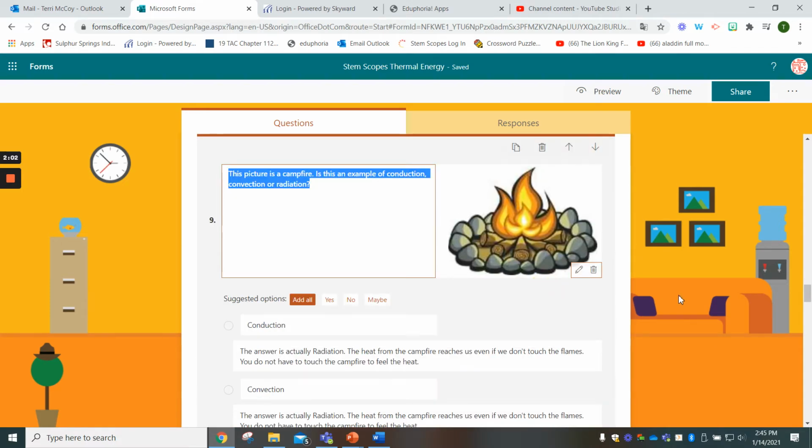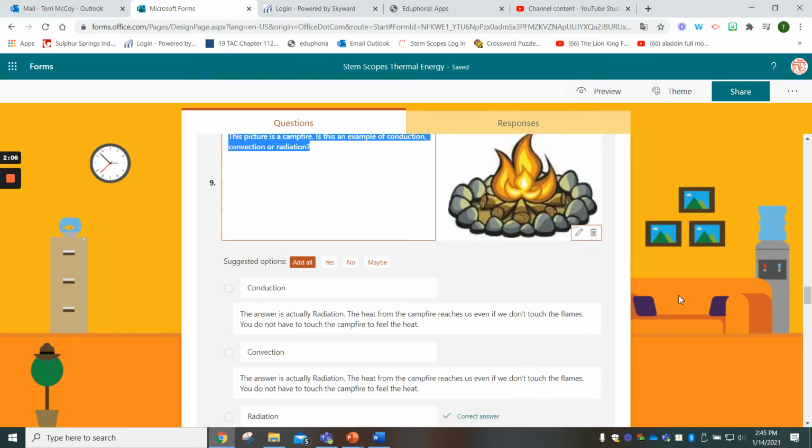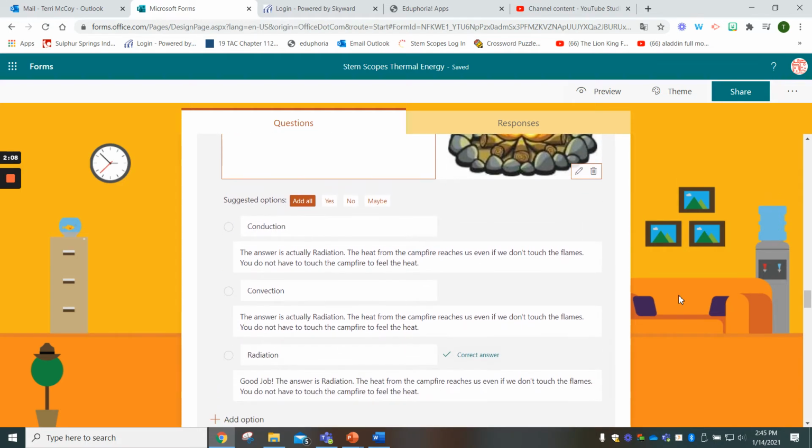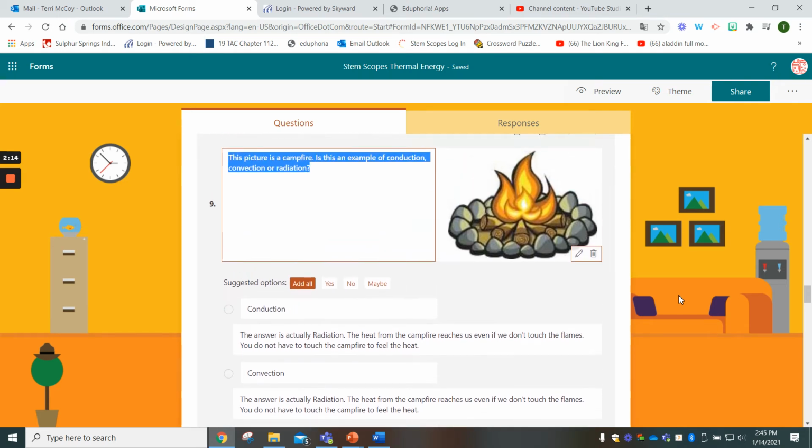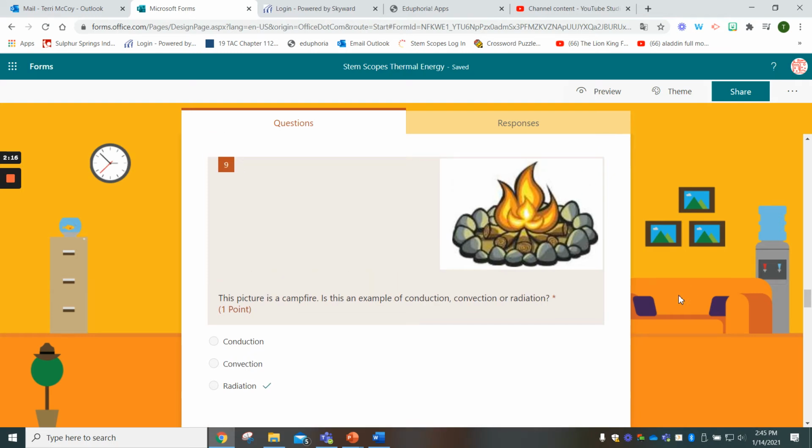This picture of a campfire. Is this an example of conduction, convection, or radiation? This one is radiation. So the heat from the campfire reaches us even if we don't touch the flames. You do not have to feel a campfire to feel the heat from it.